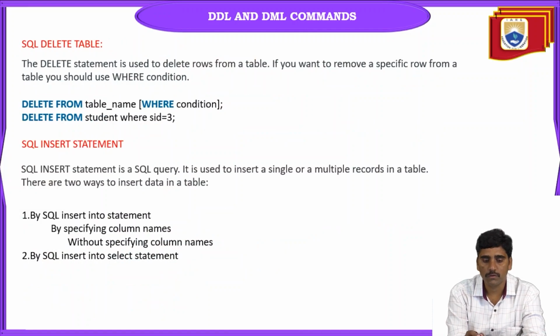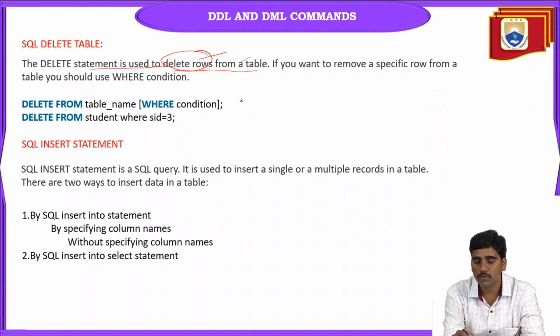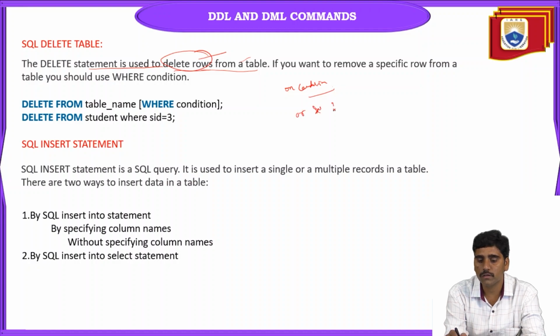The delete statement is used to delete rows from a table. If you want to delete one row, you can delete it, and if you want to delete multiple rows, you can also do that. If you want to delete a particular row, you need to specify the condition. Or else you can specify star to delete all the rows.